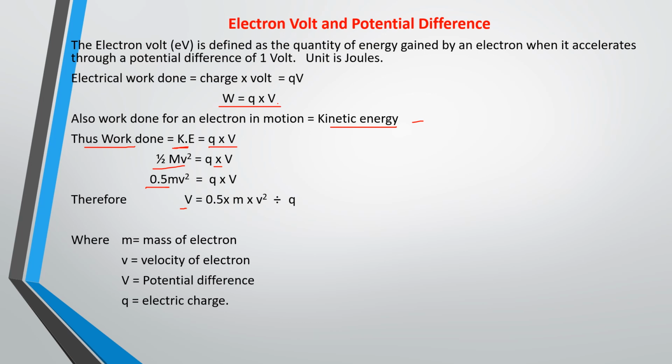We'll make V now the subject of the formula. This capital V is the potential difference, and this small v is the velocity of the electron, so you don't confuse it. So this gives you capital V is equal to 0.5 mv squared, all divided by q.